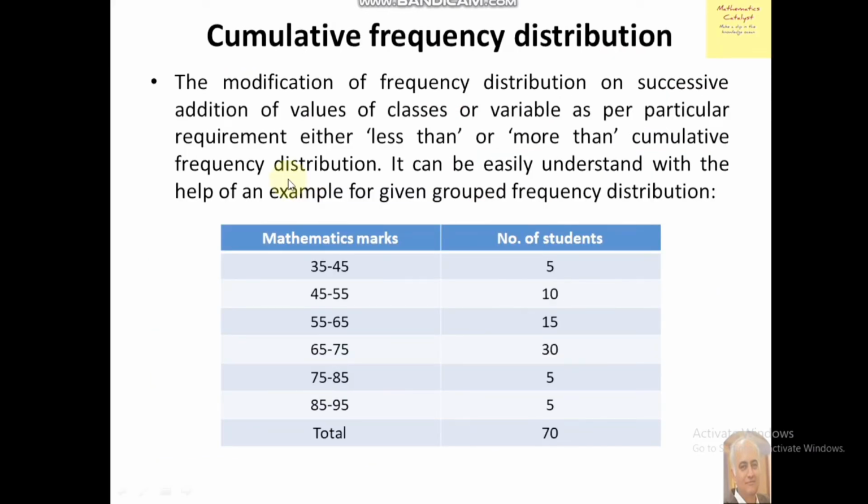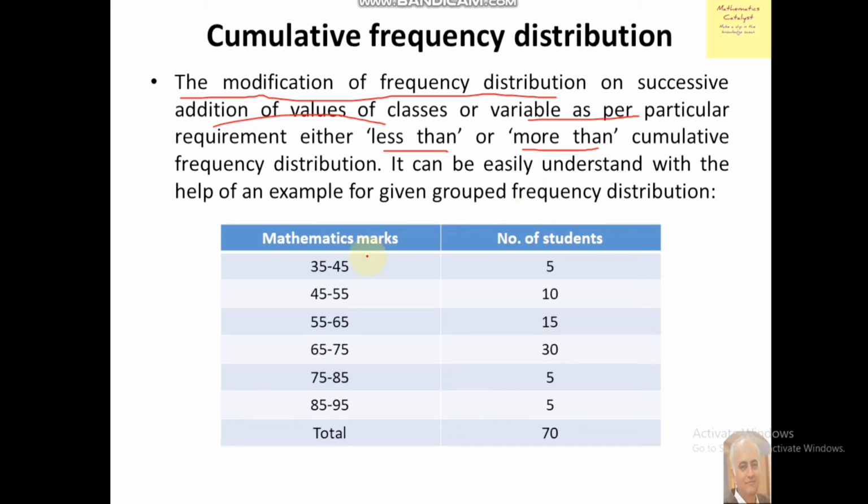Next is cumulative frequency distribution. What is cumulative frequency distribution? In the cumulative frequency, cumulative means you have to add. Cumulative means you have to add all the informations. The modification of the frequency distribution on the successive addition of the values of the class or variable as per requirement, either less than or more than. Basically, cumulative distribution is of two kinds. One is less than distribution, another is more than cumulative distribution.